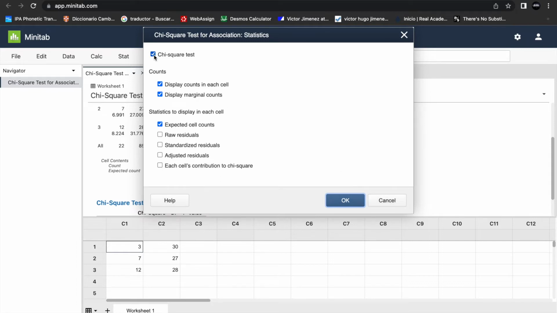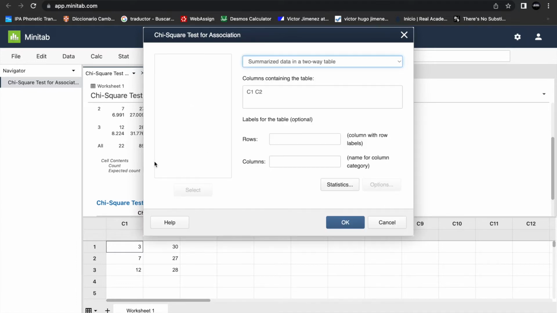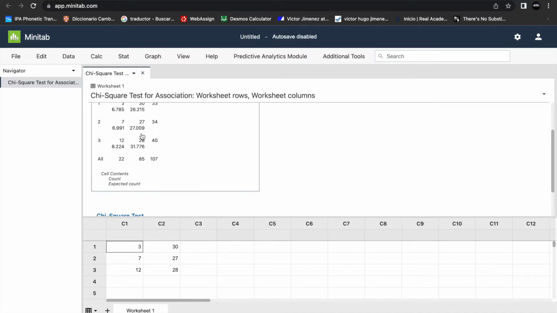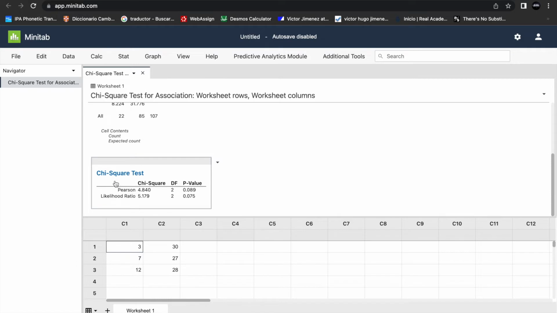I'm sorry, I was about to click this box, chi-square test, but I already did it, right? I didn't pay attention before, but if you didn't do it, you have to repeat the process and click this box, chi-square test, and then OK. Oh well, I can put cancel, because I already did it, so it should be here. Yeah, it's here. Notice.